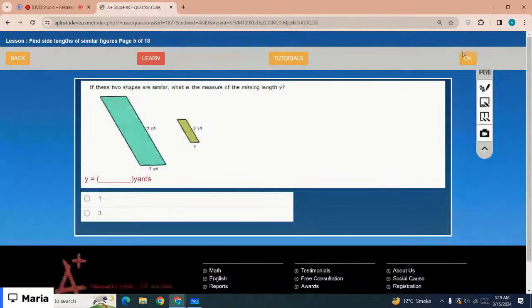You can search on Google, this pronunciation is not wrong. You can focus on the lesson rather than the pronunciation. If these two shapes are similar, what is the measure of the missing side length Y? Which is the correct option? Just Google the word and search the pronunciation.